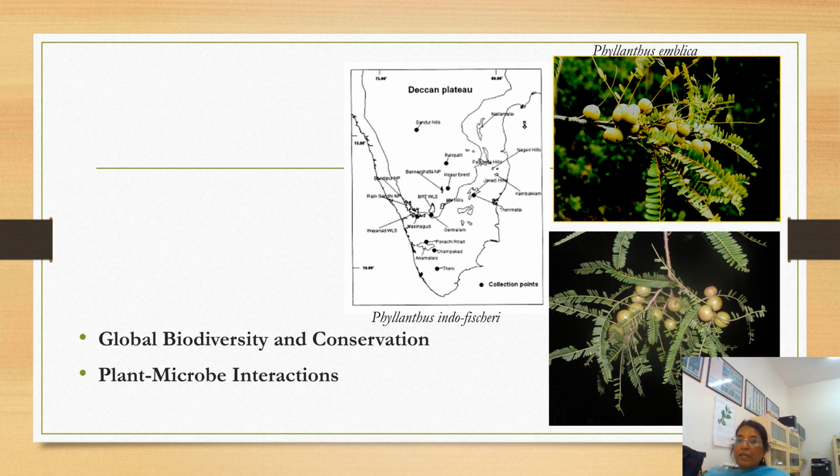Now, for example, you're seeing here Phyllanthus emblica as well as Phyllanthus indofischeri. The map is showing you the distribution of Phyllanthus indofischeri, which is found restricted to the southern Deccan Plateau, whereas Phyllanthus emblica is widely distributed in the country.